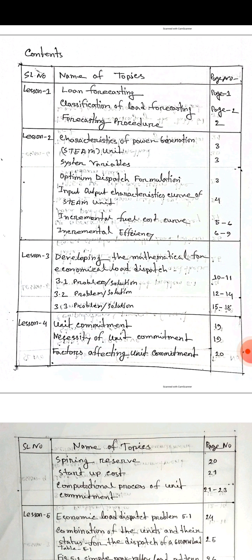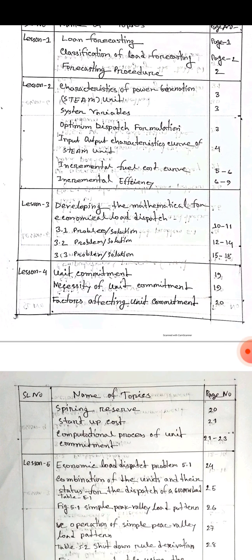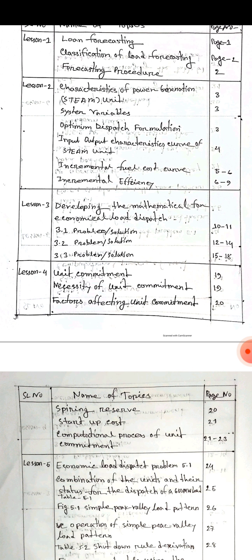Lesson 3 topics: developing the mathematical formulation for economical load dispatch. Problem 3.1, page number 10 to 11; problem 3.2, page number 12 to 14; problem 3.3, page number 15 to 18.